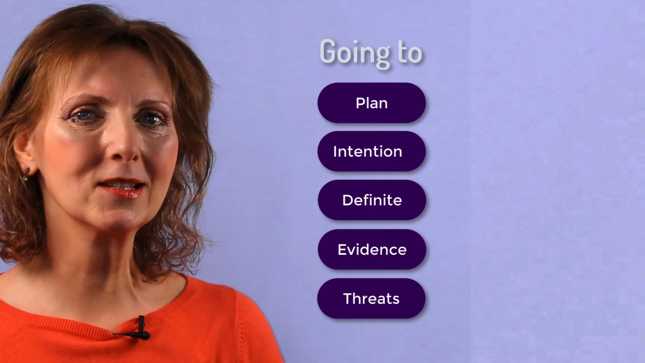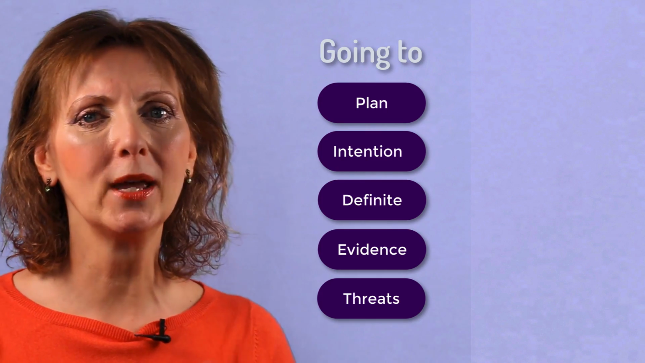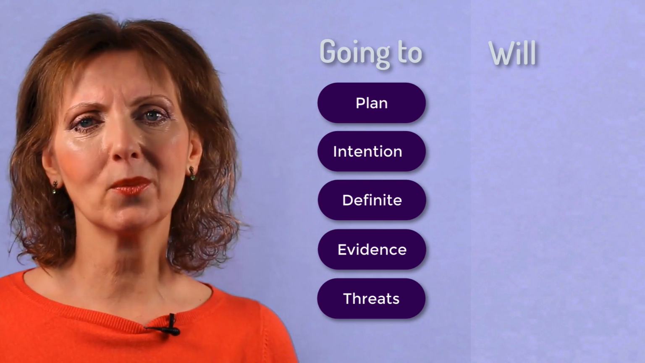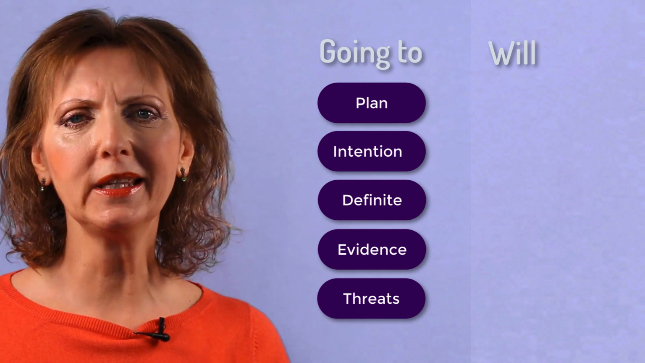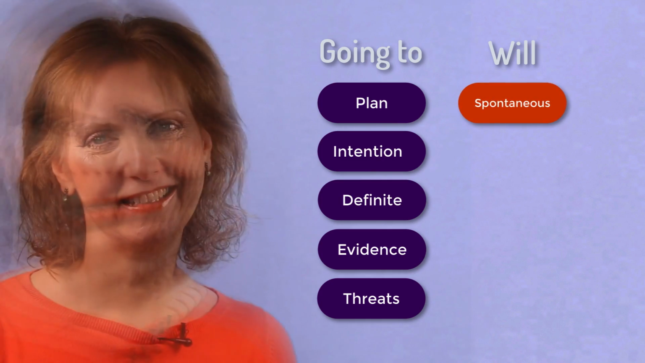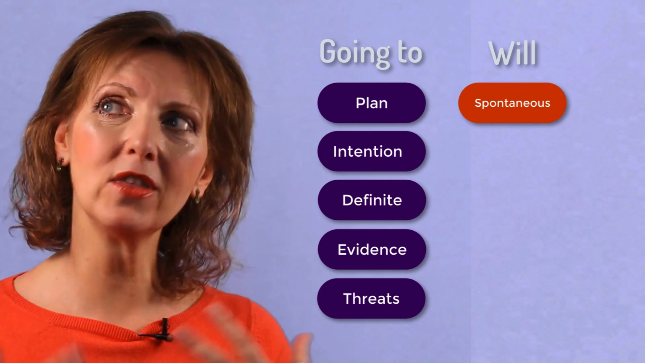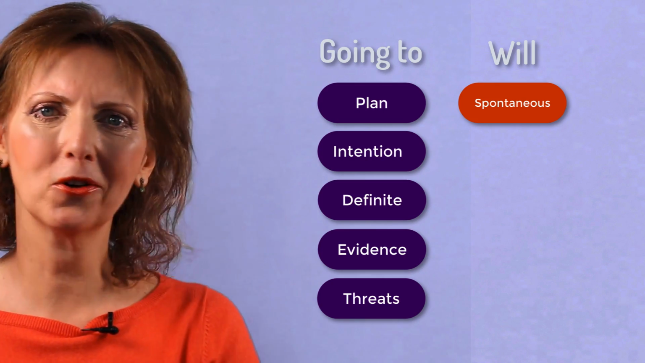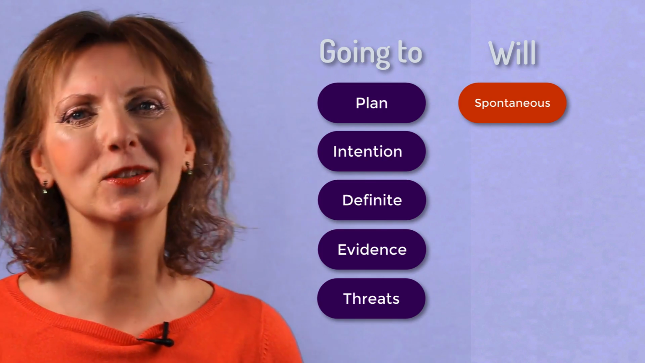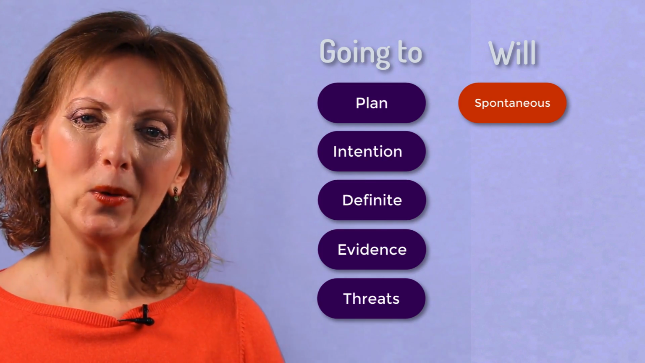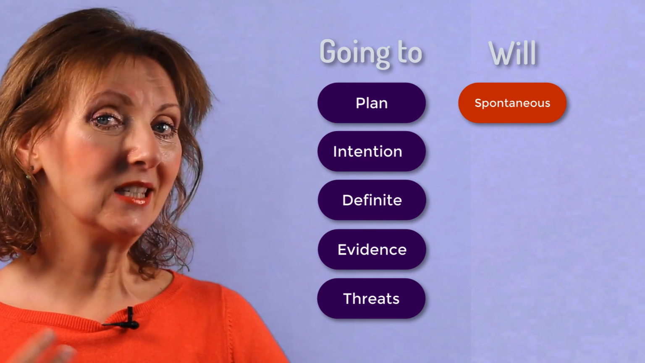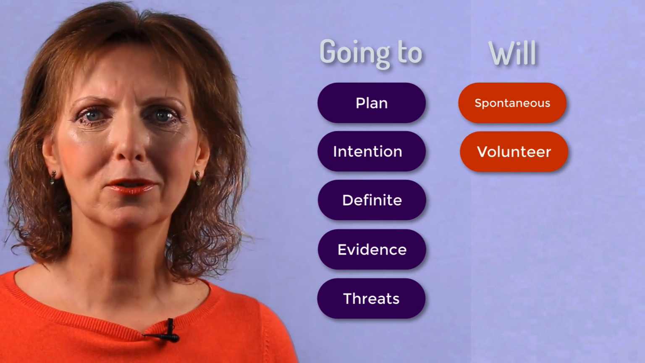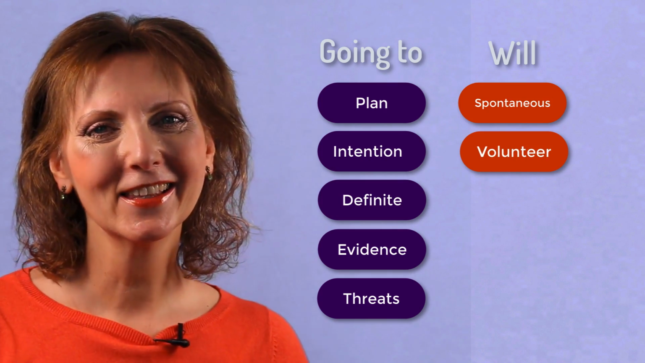But before that, let's look at the differences now between going to and will. Why do we use will? Well, while going to is about a plan, will isn't. Will is very spontaneous. And spontaneous means that we think of things on the spot as we go along. Let's just go along and then make the decision. That's spontaneous. We also use will when we want to volunteer something. Oh, the phone. I'll get that. I've just volunteered.